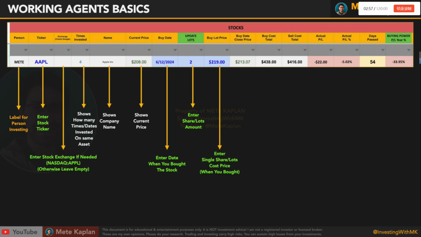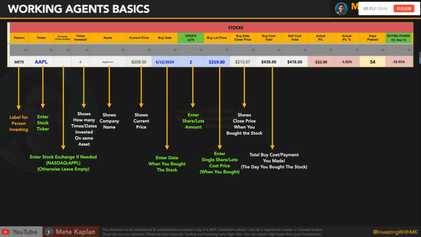Next is the cost of buying the shares that day. For example, it says $219. Basically, it means that on 12th June 2024, I bought 2 shares of Apple stock at the price of $219. Next shows the close price of the shares you bought that day. This is just for a checkup. It generally should be a close number to your purchase.